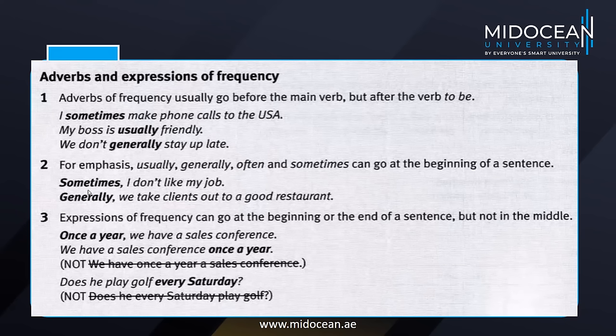طيب عندنا expressions of frequency can go at the beginning or at the end of a sentence but not in the middle. في حاجات بتيجي يا إما في البداية أو في النهاية بس ما ينفعش تيجي في النص. زي ما قلنا once a year. So once a year we have a sales conference. ماشي، once a year في البداية. طب ممكن تيجي في النهاية؟ Yes. أقول we have a sales conference once a year. بس ما ينفعش أجيبها في النص، ما ينفعش أقول we have once a year a sales conference. يا إما في البداية أو في النهاية. طب كلمة زي every Saturday. Does he play golf every Saturday? تيجي في الآخر، لكن ما ينفعش أقول does he every Saturday play golf.